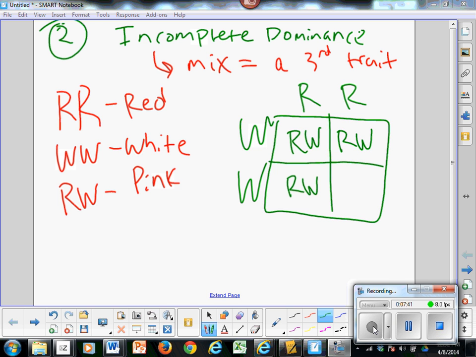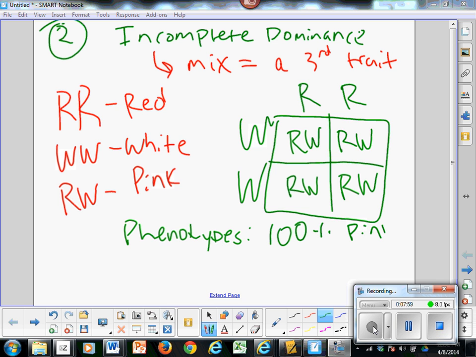Again, I am pretty confident that you all can do this part. It's the phenotypes and the genotypes where we get mixed up. Phenotypes would be 4 pink, 0 everything else, or you could say 100% pink. And the genotypes are the letter combinations. That would be 100% heterozygous, big R, big W. So this is incomplete dominance.